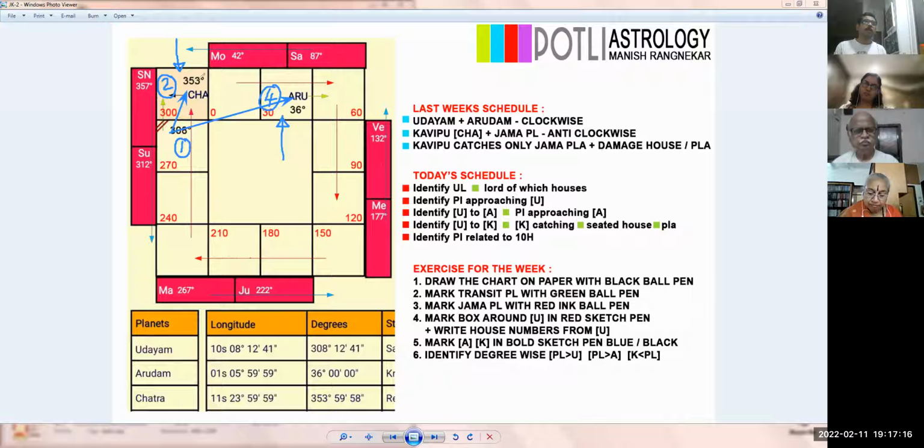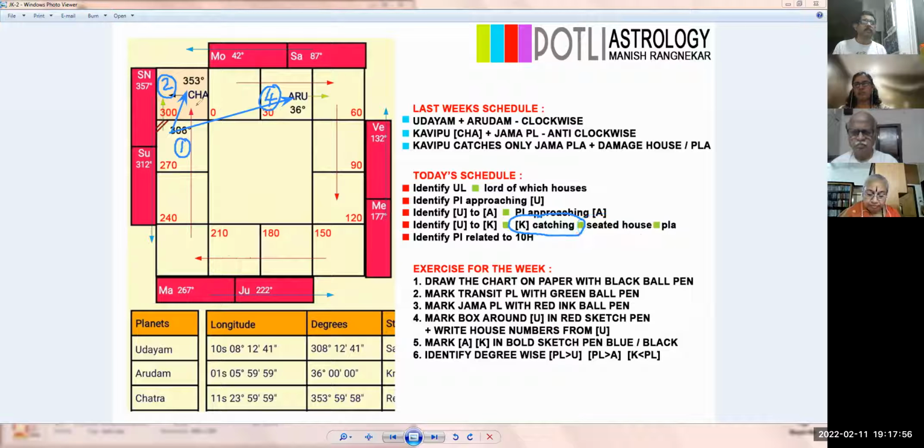Okay. Now, how do we go deeper into this? Basically, if you see, there is snake over here. Okay, before we go to snake, you have to understand one thing. Like I've written here, identify Udayam to Arudam, identify Udayam to Kavipu. See, it might sound a little complex right now, but just believe me, if we do this again and again, you will master it in no time. Just get the distance from Udayam to Arudam, Udayam to Kavipu. This we did already. Now next, immediately in tandem with that, you have to find out what Kavipu is catching, which house it is seated in, and which planets it is with.